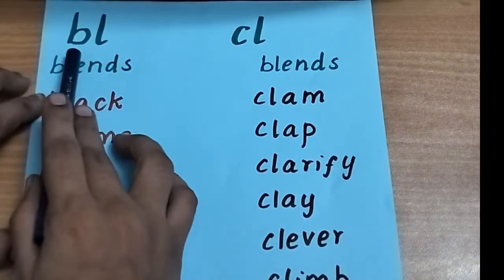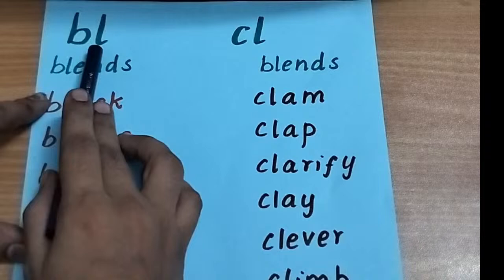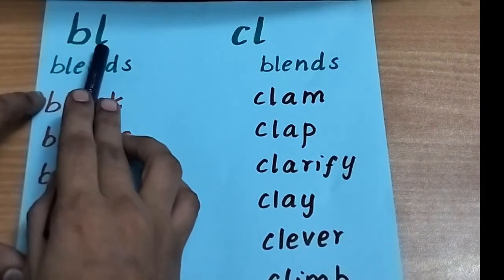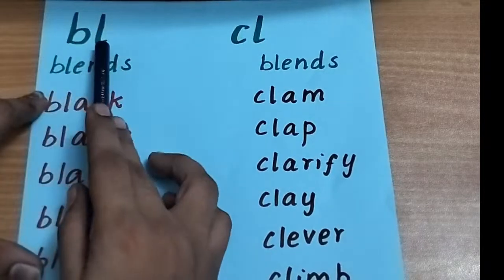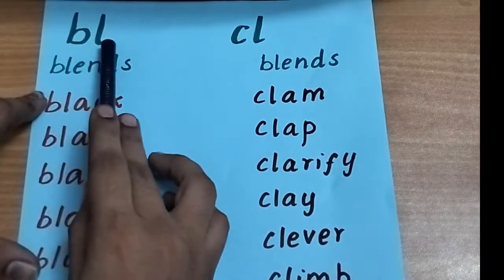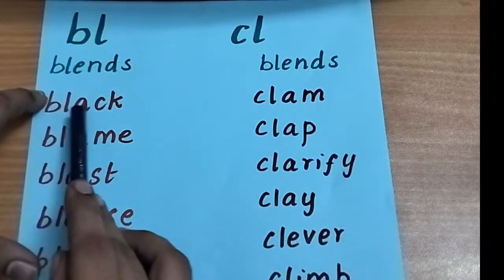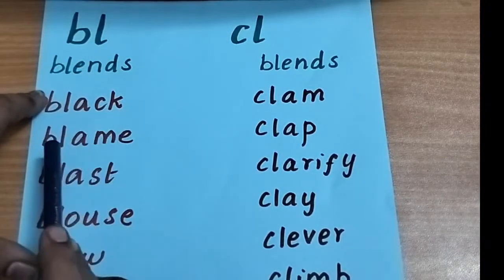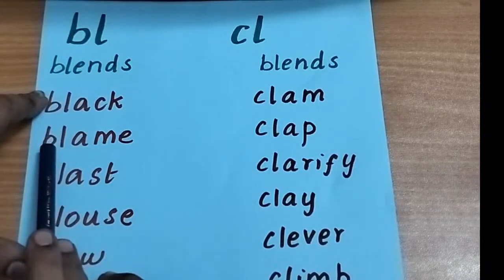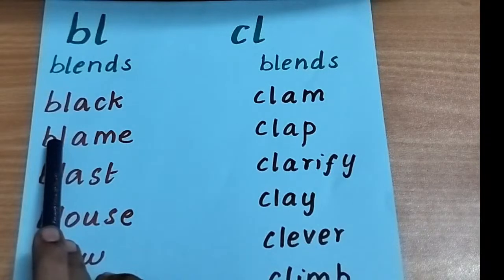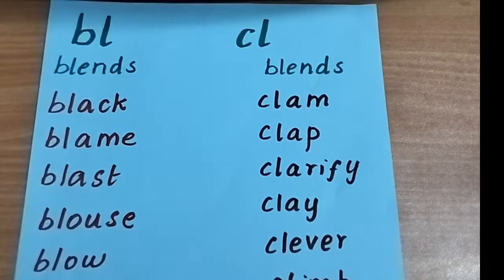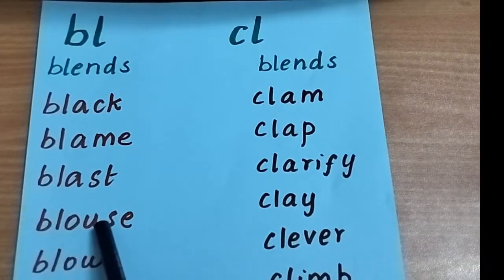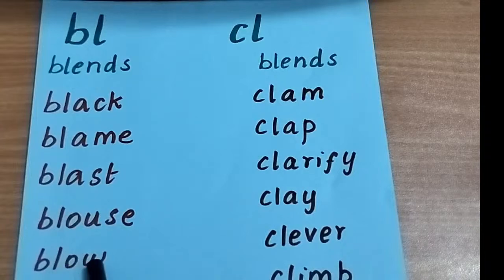In this, B is a consonant and L is also a consonant. We are going to blend these two letters, B and L. The sound of B is B and the sound of L is L. So you are saying each its own sound. Black, blame, blast, blouse, blow.